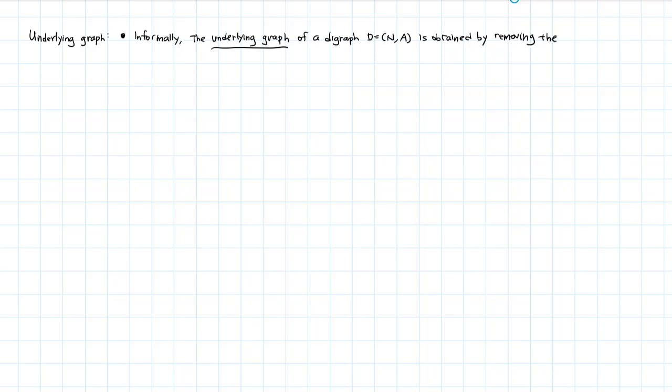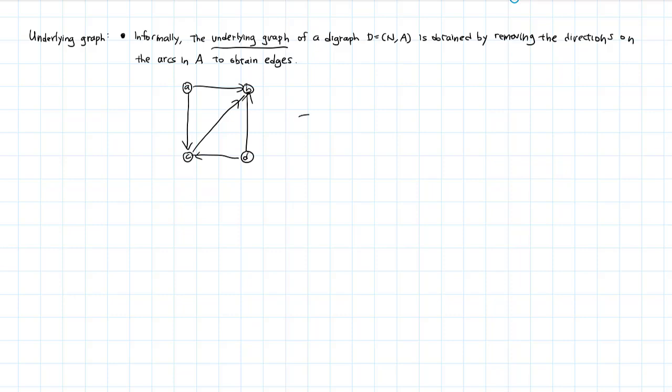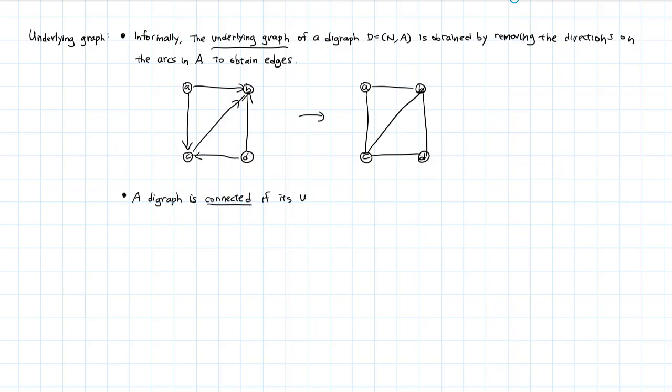Finally, we will relate digraphs to graphs by talking about their underlying graphs. Informally, the underlying graph of a digraph is obtained by removing the directions on the arcs to get edges. We see a quick example here. Now, there are a few terms from graphs that we will apply to digraphs, but in reality, we are really connecting them to the underlying graphs of these digraphs. The first term is about connectedness. A digraph is connected if its underlying graph is connected.